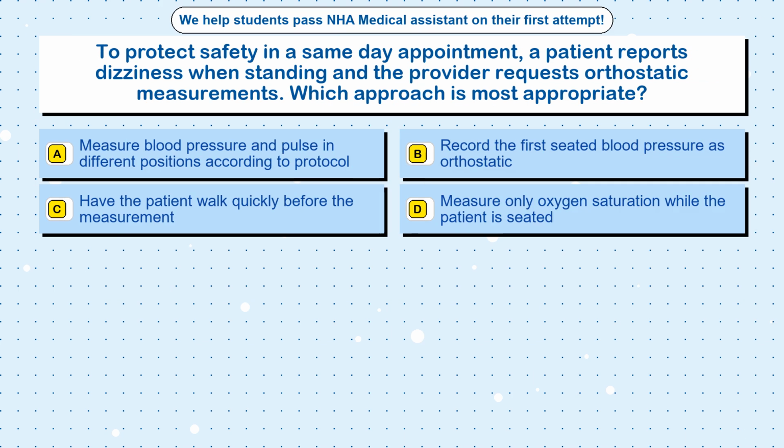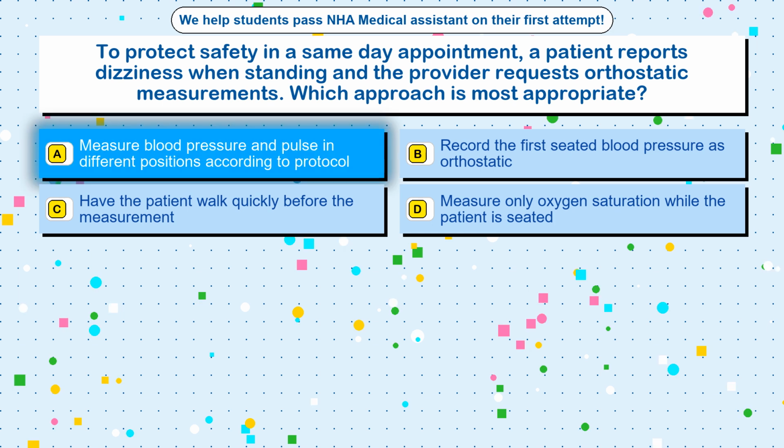Question 6. To protect safety in a same-day appointment, a patient reports dizziness when standing and the provider requests orthostatic measurements. Which approach is most appropriate? Option A. Measure blood pressure and pulse in different positions according to protocol. Option B. Record the first seated blood pressure as orthostatic. Option C. Have the patient walk quickly before the measurement. Option D. Measure only oxygen saturation while the patient is seated. The correct answer is option A.